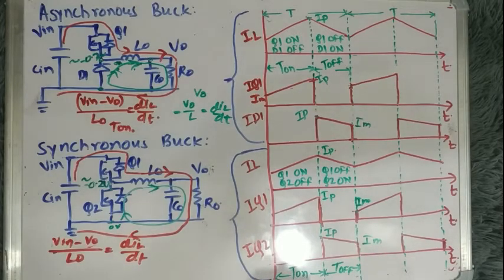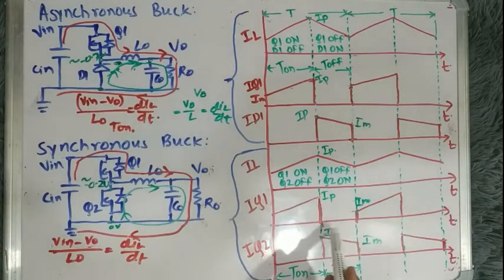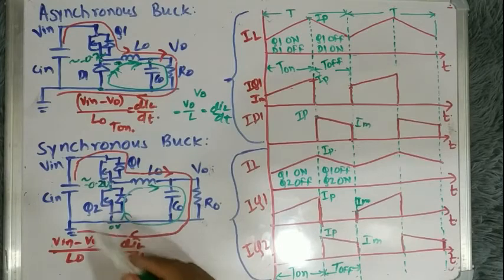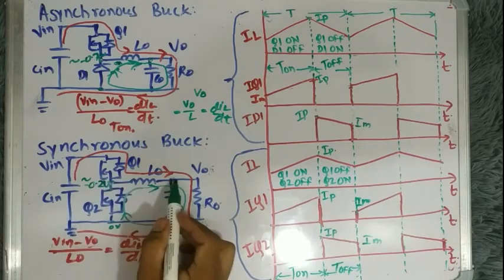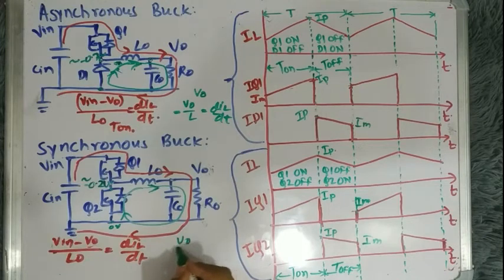Here you can see during time t on, the current through Q1 is rising. During time t off, it is 0 because Q2 is turned on and the inductor energy freewheels through Q2, and we have the falling slope. During time t off, since this is almost grounded and here we have VO, the same equation applies during time t off also: minus VO by L is equal to dIL by dt. This is again the slope equation for the inductor current during time t off. Okay, so this is all about the CCM mode operation of the asynchronous and synchronous buck converter.